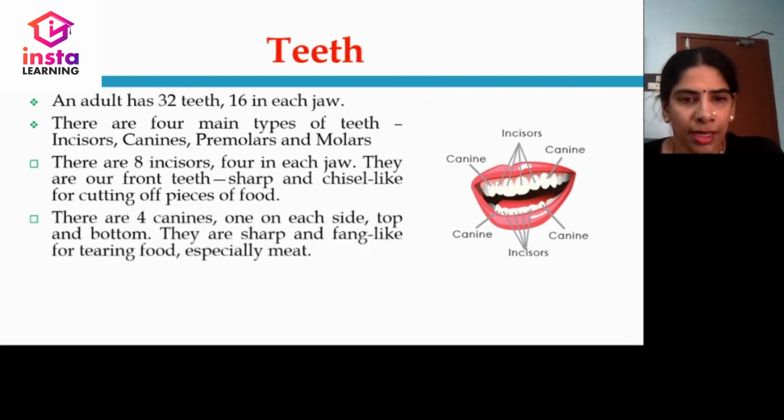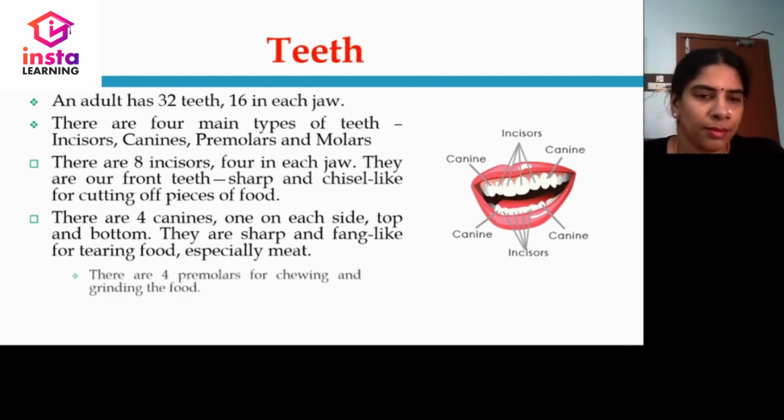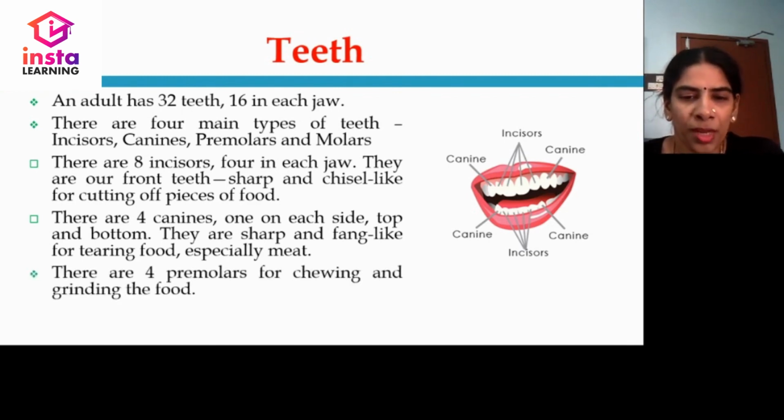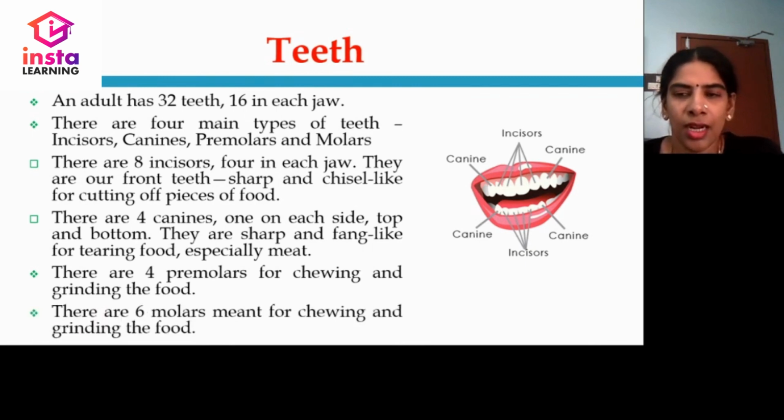There are 4 canines, one on each side, top and bottom. They are sharp and fang-like for tearing food, especially meat. There are 4 premolars for chewing and grinding the food. There are 6 molars meant for chewing and grinding the food.